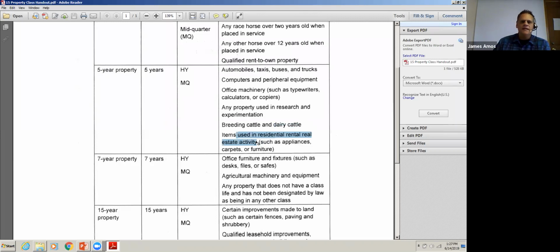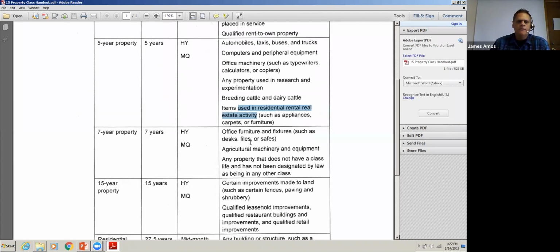So if you go buy an appliance, or you put in a carpet, or you buy furniture for it, all residential real estate activities fall into the 5-year property. Okay. Now I'm talking about the stuff inside the house, not the house itself. What might be included in 7-year property? Office furniture, agricultural machinery, and this is the catch-all category. If it doesn't fit in any of the other classes, use 7-year.